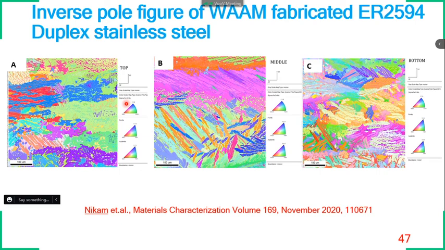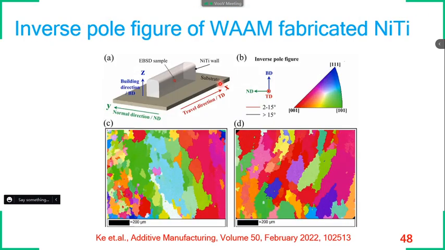When it comes to duplex stainless steel, it is similar. Here also you can see some kind of preferential orientation, and all the grains are coarser. Some random grains are there, but mostly we can expect the 001 orientation to be more prominent. We can see a couple more examples, such as nickel titanium shape memory alloy. Here also the 001 orientation is more prominent, which is the easy heat flow direction, due to which a greater amount of 001 oriented grains are there.